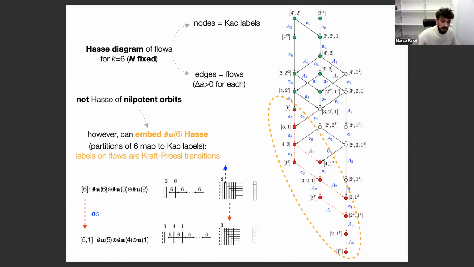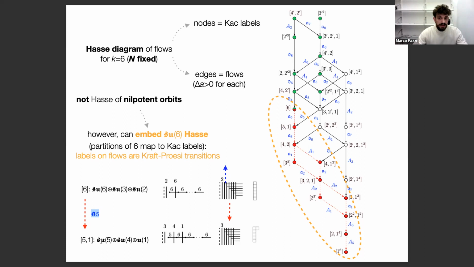And on the mathematics side, and this is what the notation A5 means, you're doing what Ami has dubbed Kraft-Procesi transition. So you're somehow degenerating the singularity type of a certain nilpotent orbit to another singularity type of a nilpotent orbit that lies below it in the ordered Hasse diagram, okay? And this has been dubbed A5 Kraft-Procesi transition.